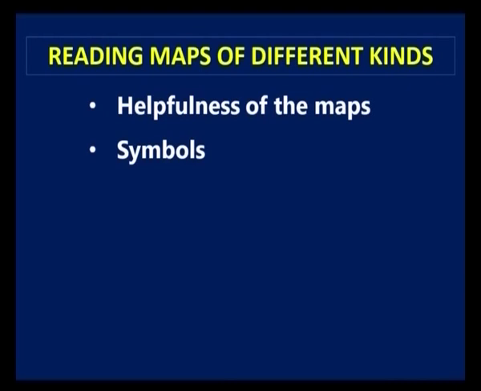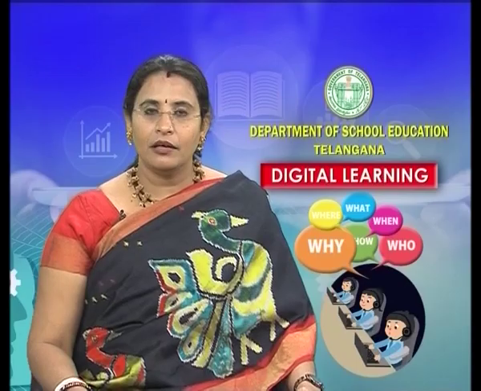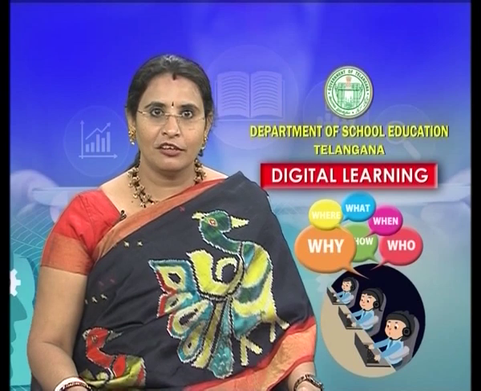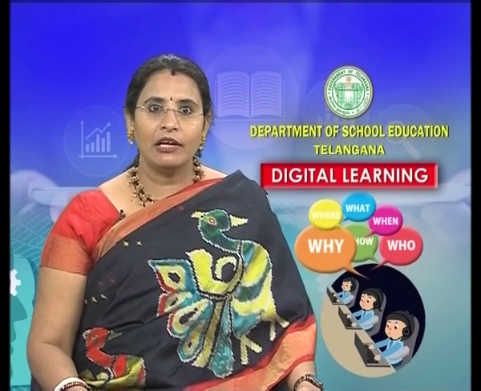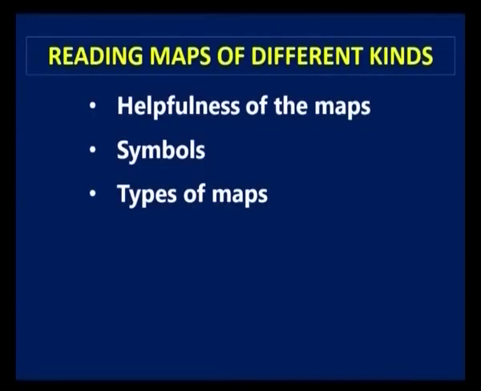We learnt about the symbols given by Survey of India, and yes, these symbols are called the conventional symbols. As you know children, it is not possible to show the physical object on a map. We will be using symbols for showing a particular place in the map. And then we learnt about the different types of maps. You will be finding so many types of maps, that is physical maps, political maps and thematic maps.